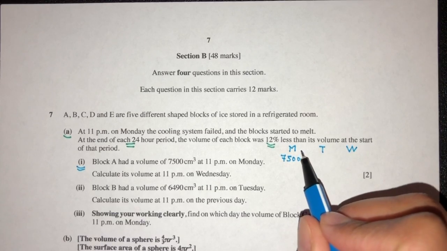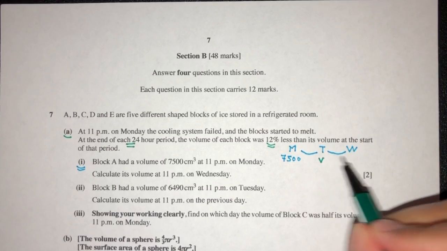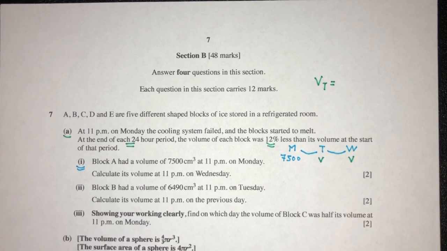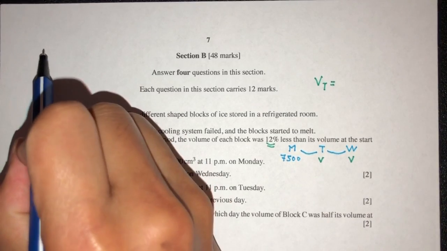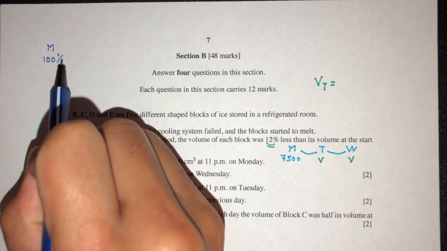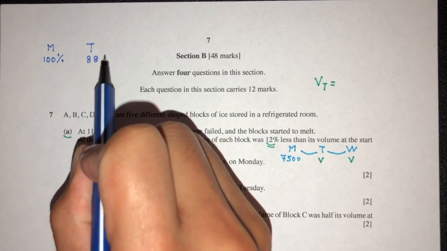Now we have Tuesday and Wednesday. So we have 24 hours and 24 hours, which means we have to apply this 2 times, decrease by 12% and 12%. So pretty easy. What is the volume here? And what is the volume here? So the volume on Tuesday will be what? So there's 2 ways of doing this question, and I will be going with the more efficient way. So the way to think about this is, on Monday, for example, we always consider the initial volume to be 100%. Now on Tuesday, obviously if you decrease by 12, that will be 88%.